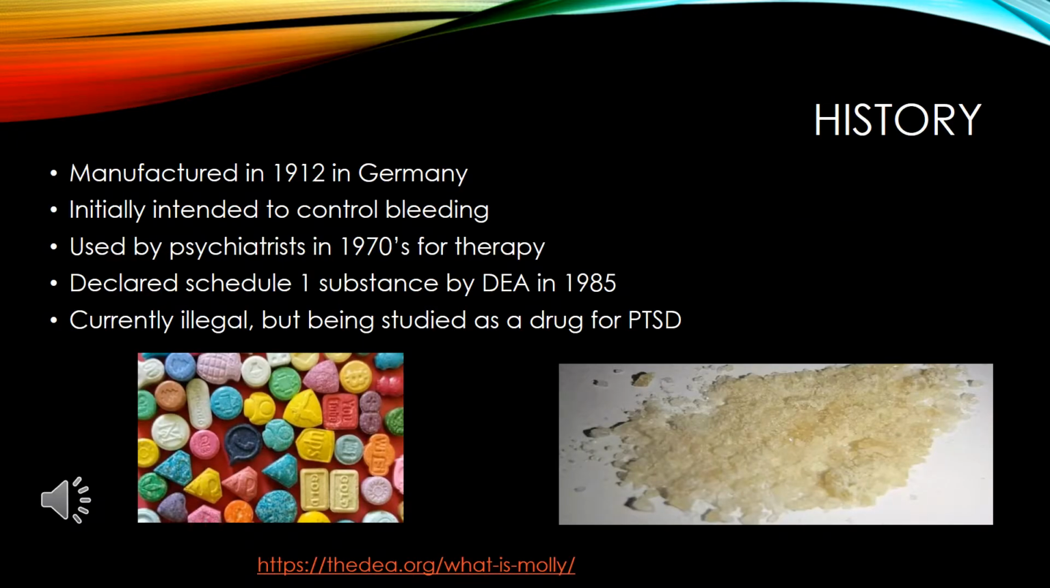MDMA was originally manufactured in 1912 by a German company, initially intended to help control bleeding amongst patients. It was discovered that MDMA made people feel more social, self-aware, and communicative. MDMA was briefly used in the 1970s by psychiatrists to treat patients with anxiety. However, MDMA was declared a Class I substance by the DEA in 1985 due to the war on drugs.